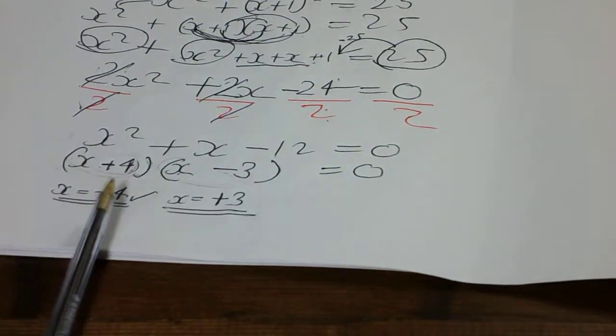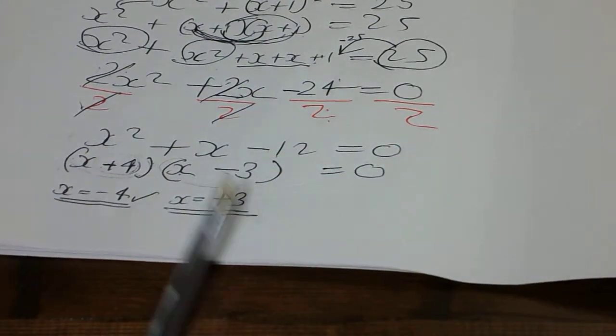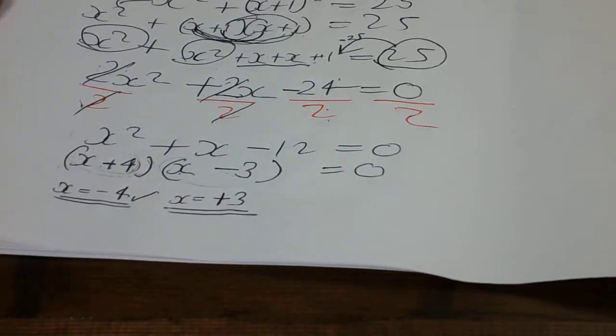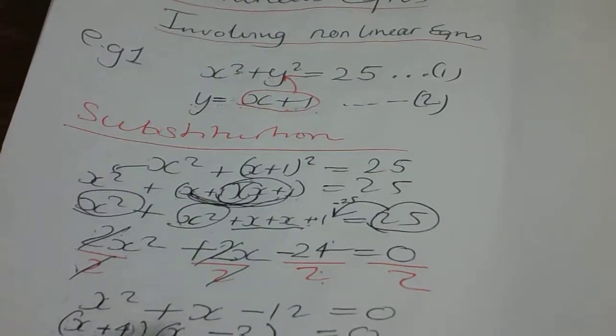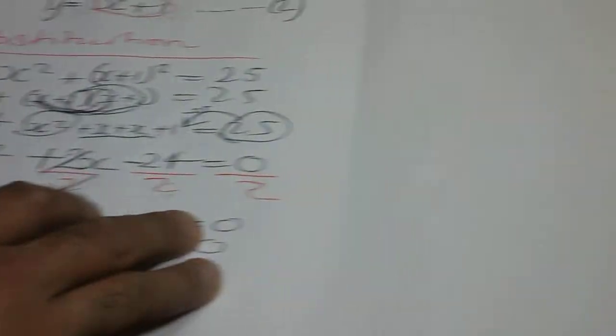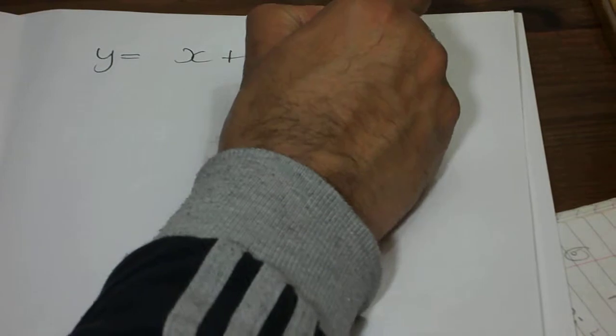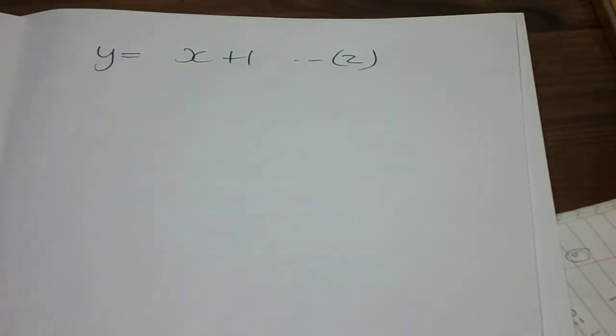Now this is just halfway through the question at the moment. We need to put this back into our second equation to work out the corresponding value of y for each coordinate. So let's move on to another page. So let's copy down equation number 2. So y is equal to x plus 1 was our equation number 2.